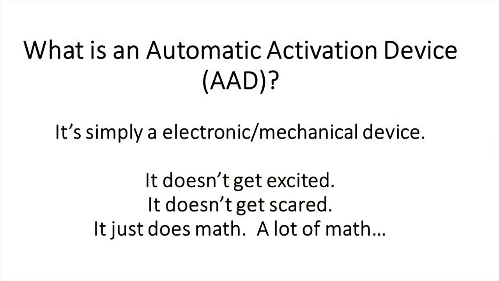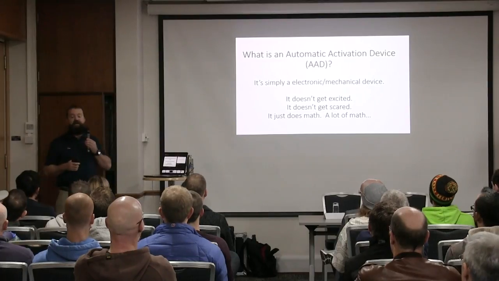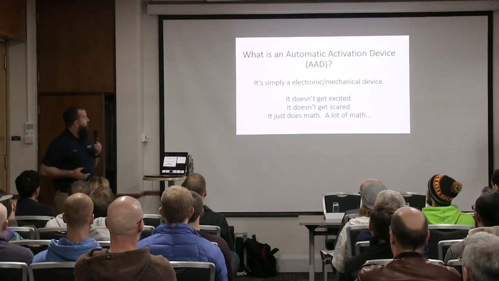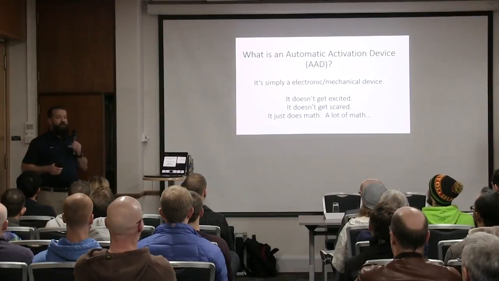So I keep saying AAD, what does that mean? An AAD is an automatic activation device. Put simply, it's an electronical mechanical device. It's a calculator of sorts that has a cigar cutter type mechanism inside of it, a cylinder and a blade. It doesn't get excited when you go low.